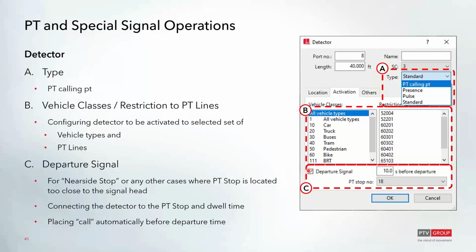Whenever this is activated, this is typically used for any near side stops where that PT stop is located really closely to the signal head. In this case, you can hook up that detector and connect it to a particular PT stop number. So you can choose the PT stop here from the drop down. And then you can place a call automatically before that departure time. Essentially, whenever the vehicle is done or almost done its boarding and alighting process, Vissim is going to take a look at the time before departure. And at that time, a call will be placed and triggered for this particular detector.